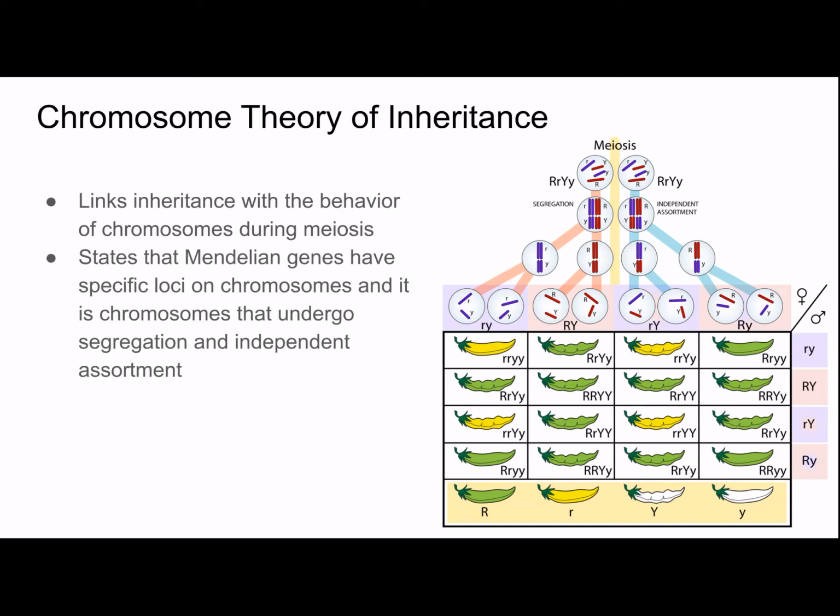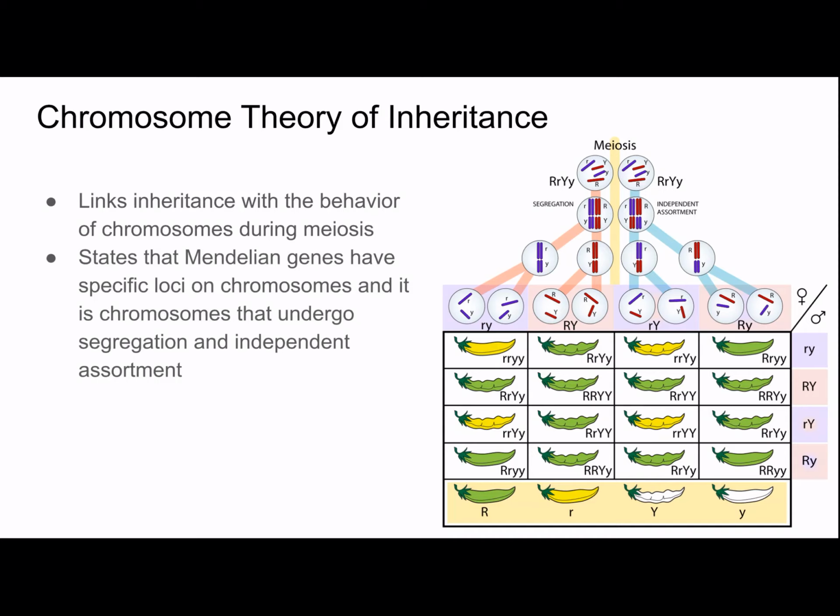So you might remember in my last video, I talked about how Mendel discovered the laws of segregation and independent assortment, but he discovered that in regard to genotype and alleles, but he didn't know how that tied in with chromosomes. So the chromosome theory of inheritance kind of links the two together.